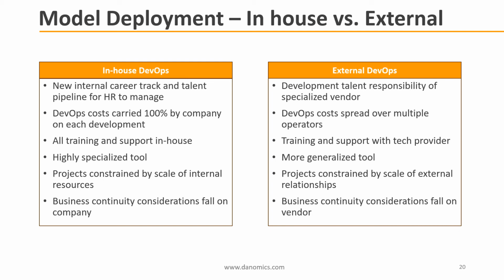When you're doing DevOps within your company, remember you're paying 100% of the cost of that. So whenever you want to deploy a model, you are paying 100% of the cost of the development of that. Whereas if you do this externally, especially if it is a commercialized product and not done in a proprietary manner, the cost of those DevOps can be spread over multiple operators. One of the things that often gets overlooked when doing in-house development is training and support. Obviously, if you're developing in-house software tools, you need to have training and support for those. Whereas if done externally, that will be part of the service that you are buying into.